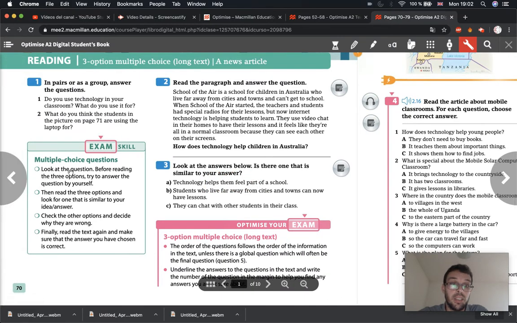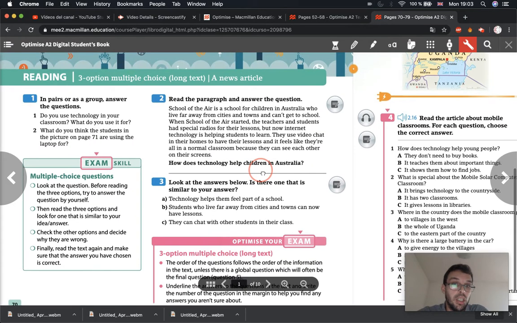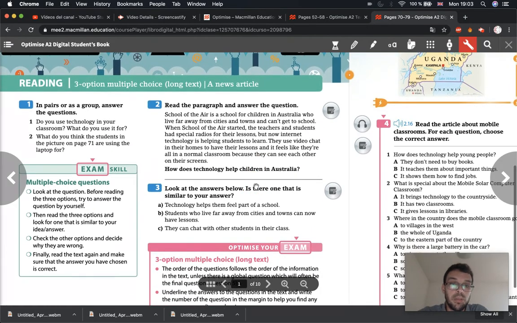Let's have a look. It says, look at the question before reading the 3 options. Try to answer the question by yourself. Okay, that's the first thing. Then read the 3 options and look for the one that is similar to your idea. Check the other options and decide why they are wrong. Finally, read the text again and make sure that the correct answer you have chosen is correct. Okay, so a couple of skills that can help us get the correct answer. All right, now let's have a little practice.